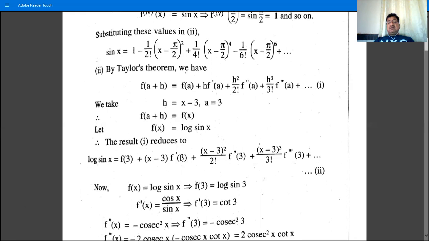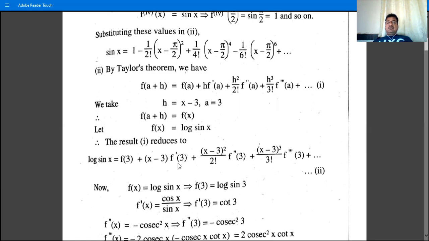F dash a is f dash 3. Then h square, (x minus 3) whole square by 2 factorial, f double dash 3. (x minus 3) whole cube divided by 3 factorial f triple dash 3 and so on. So now we have to find the value of f of 3, f dash 3, f double dash 3, f triple dash 3. So f x is log sin x. So f 3 is what? Log sin 3.